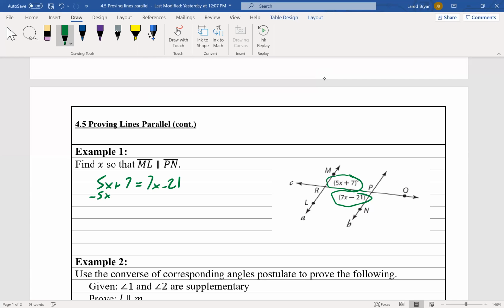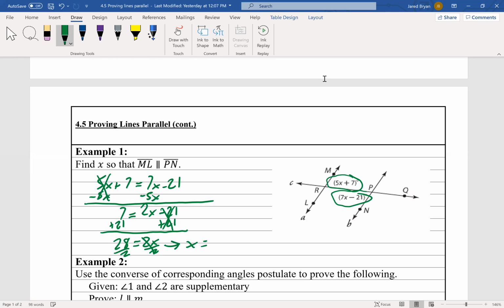So first thing we can do is subtract 5x from both sides. When I do that, these cancel here, leaving me with 7, and then equals on the other side, 7x minus 5x is 2x, minus 21. Continue to solve. We have a negative 21 on that side. We want to get rid of it, so I add 21. They cancel on the right side. On the left side, I have 7 plus 21, which is 28, equals 2x. And then last step here, divide by 2. And I get x equals 28 divided by 2, which would equal 14.